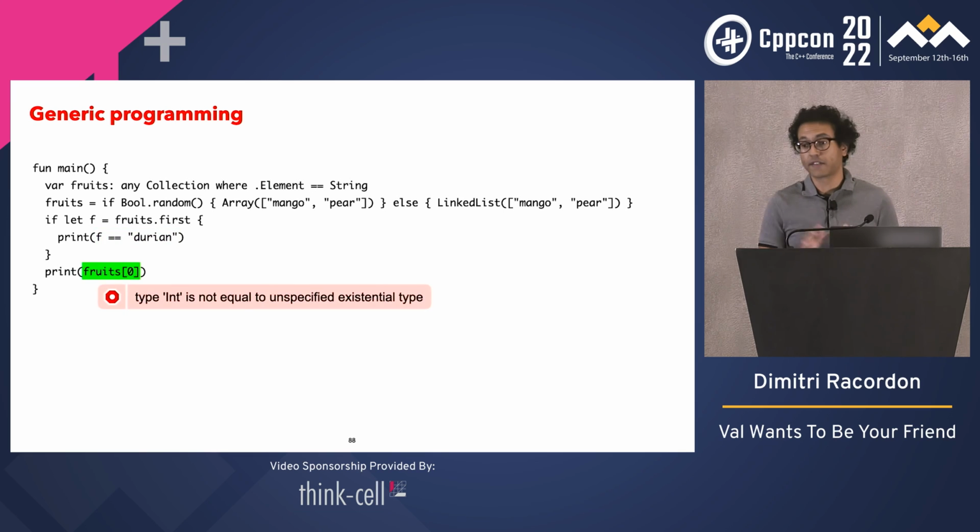What we can't do is make assumptions about the parts of the API that we don't know. Here, for example, we don't know whether the index type of fruits is an integer. At least we don't know at compile time. So that's not part of the existential's API. So trying to index a collection with an integer is an error at compile time. We don't have enough information here.